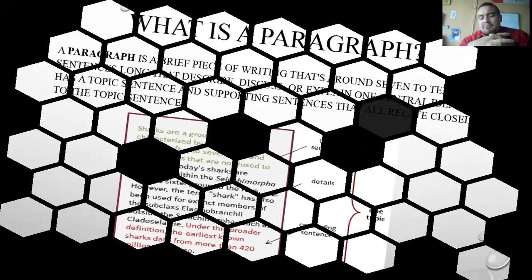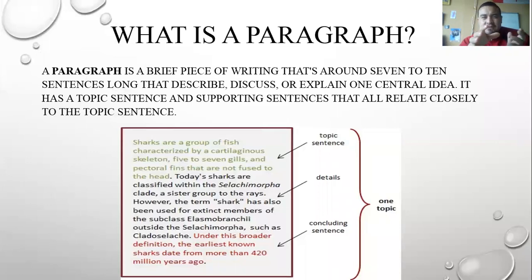So let's start with what a paragraph is. A paragraph is a brief piece of writing that's around 7 to 10 sentences long that discusses one central idea. It has a topic sentence and it has supporting sentences that are all closely related to the topic sentence. In here we have a graphic of what a paragraph is. You can see this is the topic sentence. These are the supporting sentences that are related to the topic sentence, and you have a concluding sentence that restates what the topic sentence is. As you can see, it has a very simple structure.